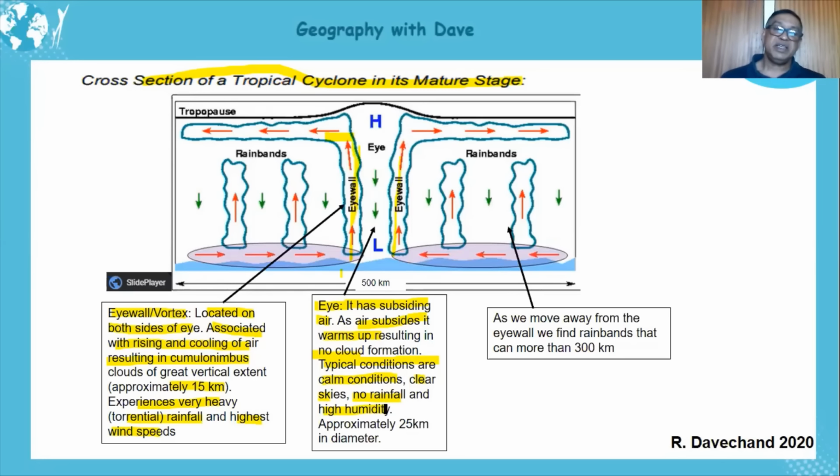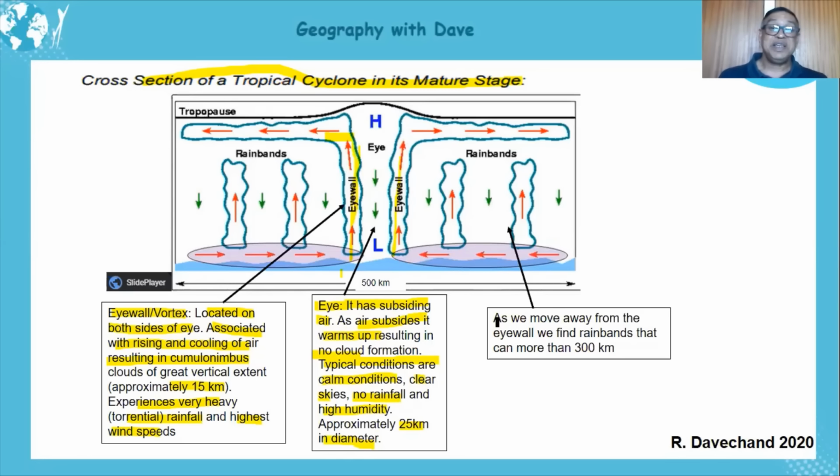It's approximately 25 kilometers in diameter. So as the system is passing and you are in the eye, don't be too happy. You understand, be cautious, because what happens here, the next vortex is coming in.